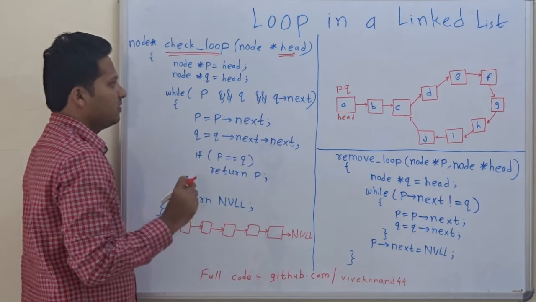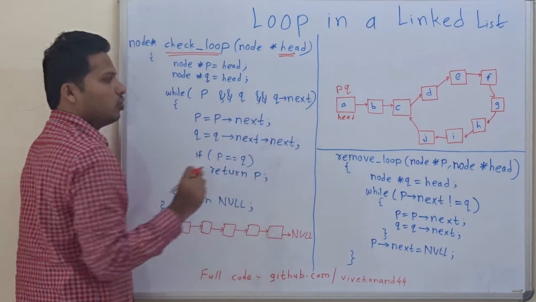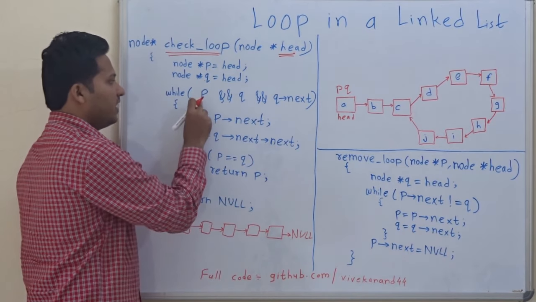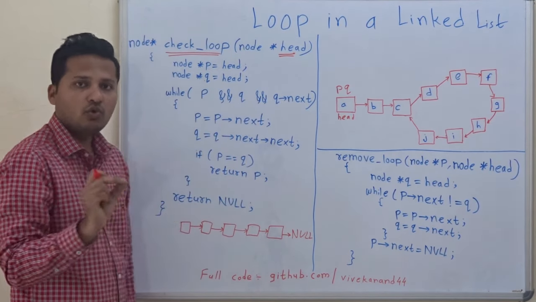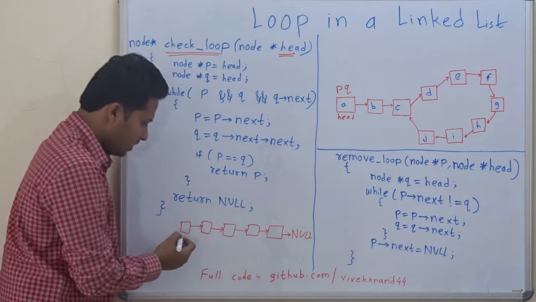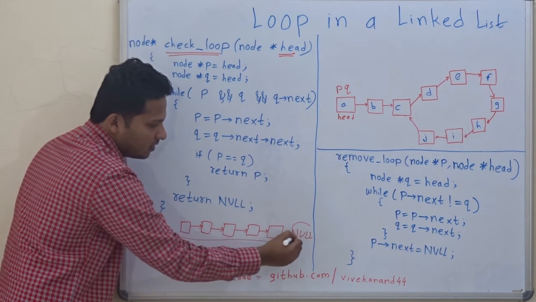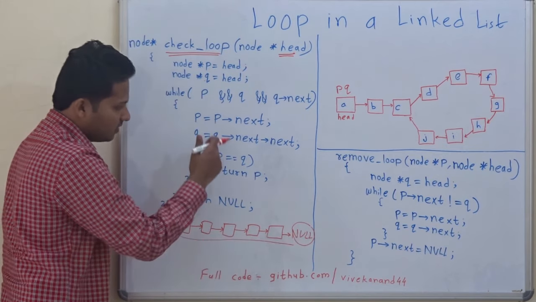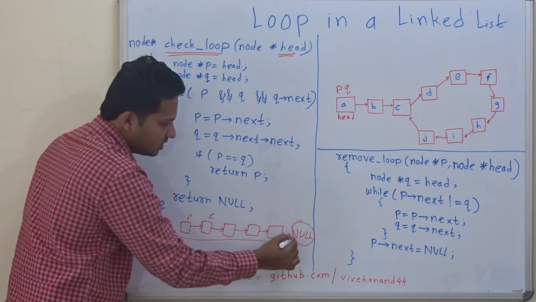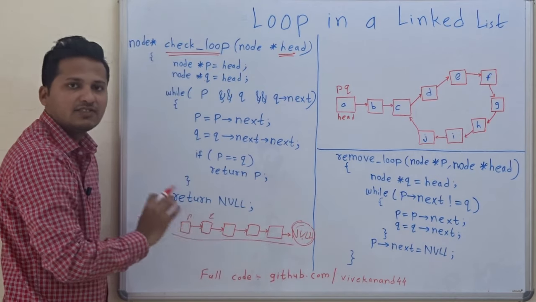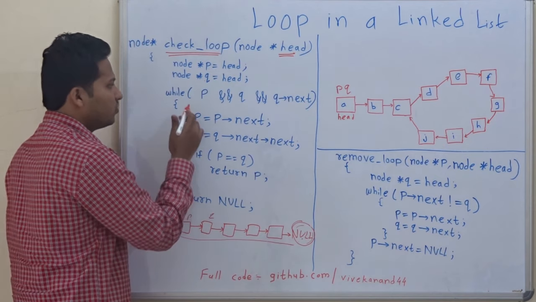So what does this mean? This means that P, Q, and Q's next should not be null. If any of them is null, this means that there is no loop in the linked list. For example, here you can see this linked list ends in a null. So while iterating in this while loop, if P or Q, any of them, reaches null, this means that there is no loop in the linked list. So let's execute this while.